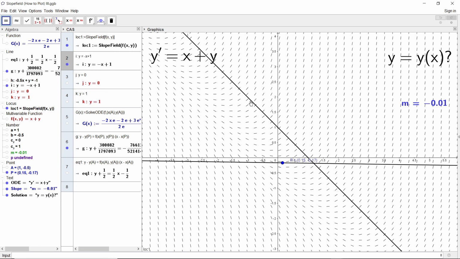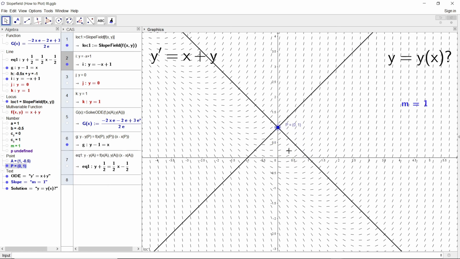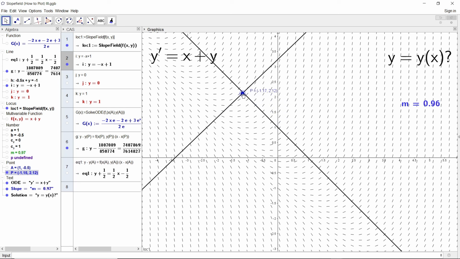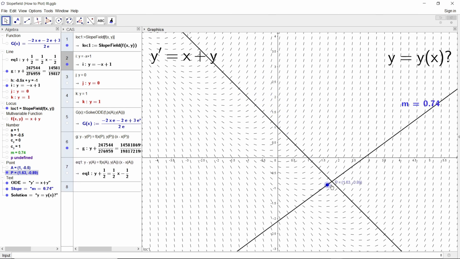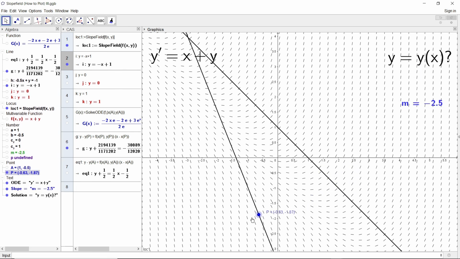So if we connect all the points where the m value remains 1, we get this straight line. For example, if we choose a point P, we see that the m value is 1 there. This series of points is called an isocline of the differential equation.